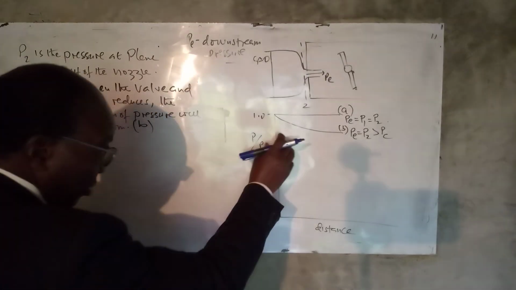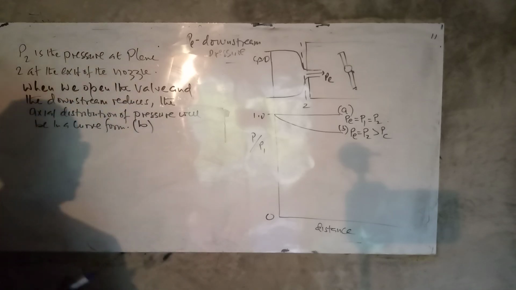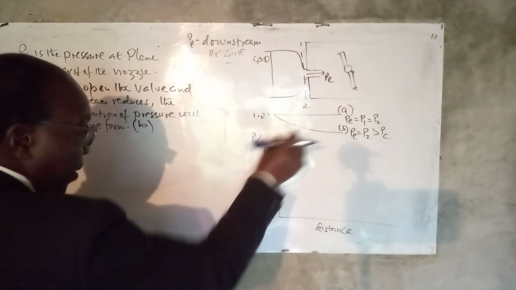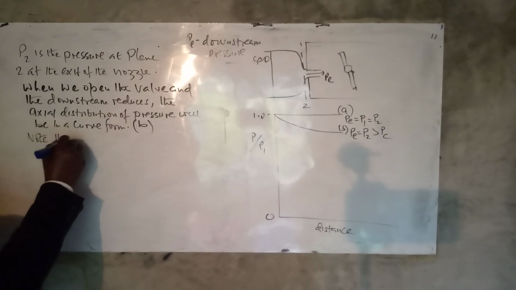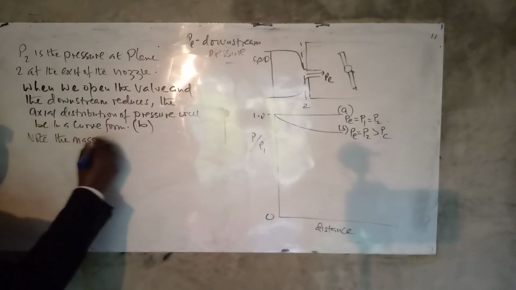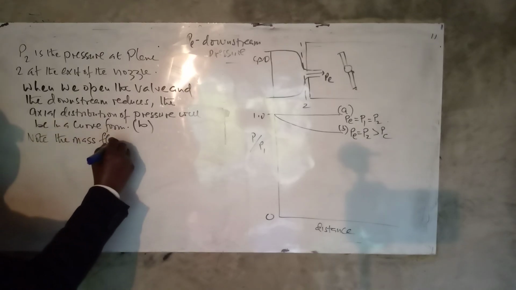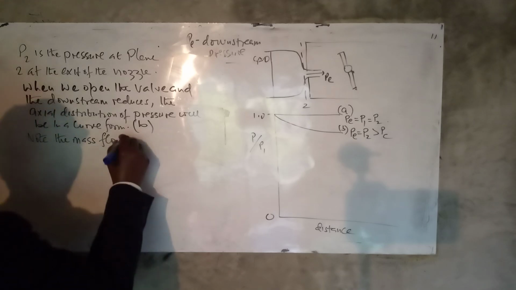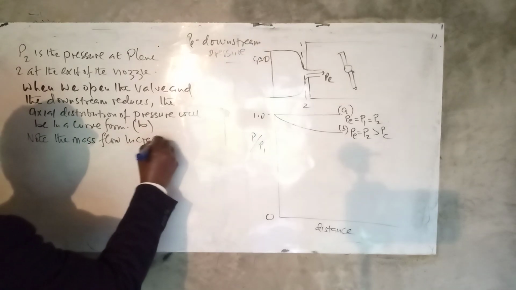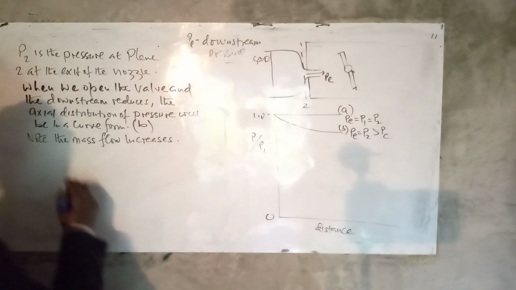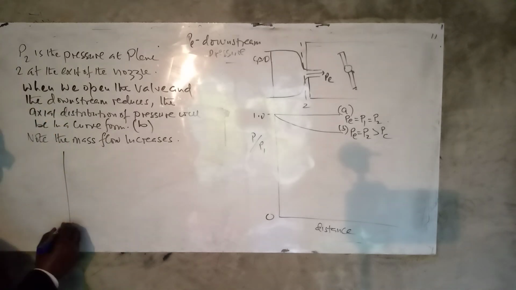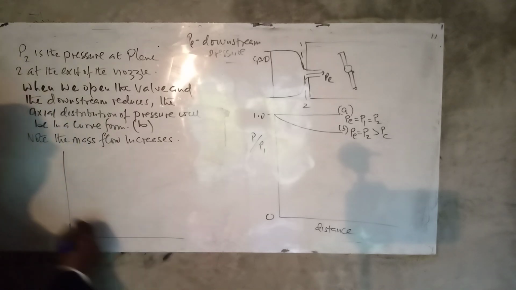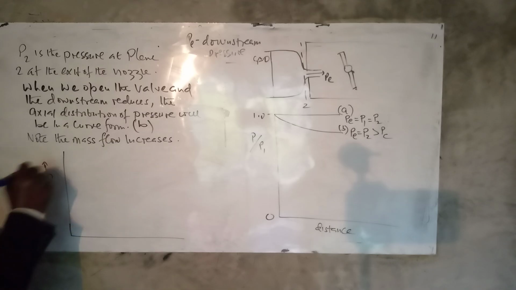And remember, as we are having these changes here, also note that the mass flow rate increases. And so we can have that form also represented. We can represent that here. We can have our mass.